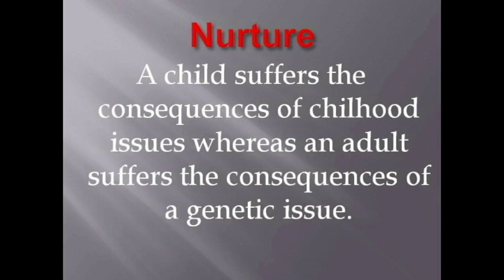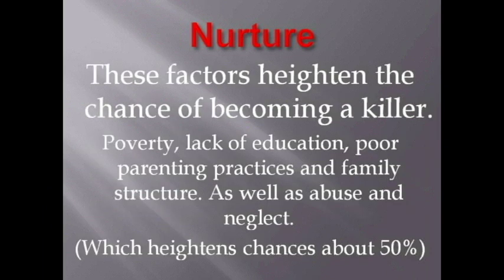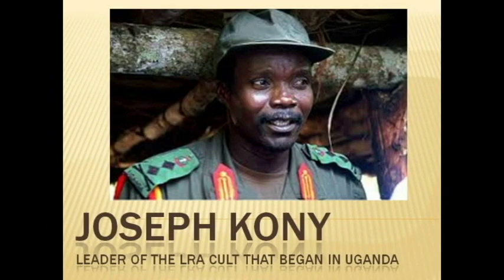Nurture. A child suffers the consequences of childhood issues, whereas an adult suffers the consequences of a genetic issue. For instance, the social learning theory states that if a child observes aggressive behavior between parents, siblings, or both, then they copy it, creating a cycle of aggression. These factors heighten the chance of becoming a killer. Poverty, lack of education, poor parenting practices and family structure, as well as abuse and neglect, heighten the chances by about 50%.